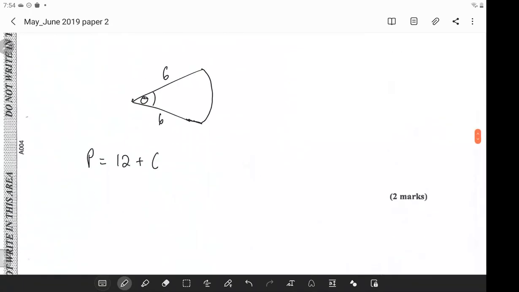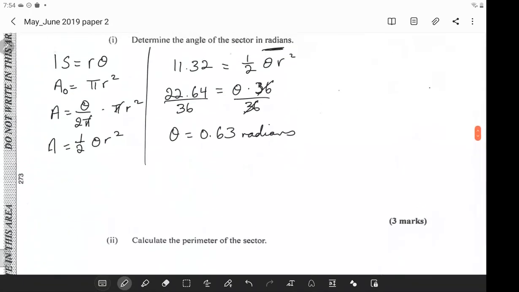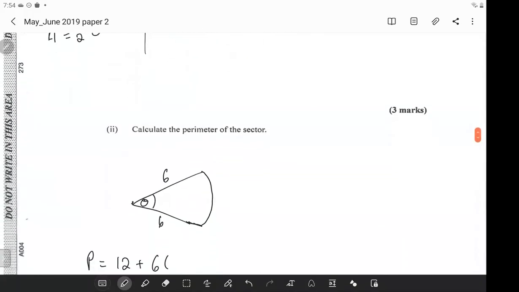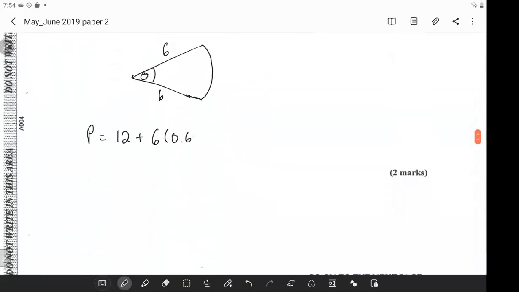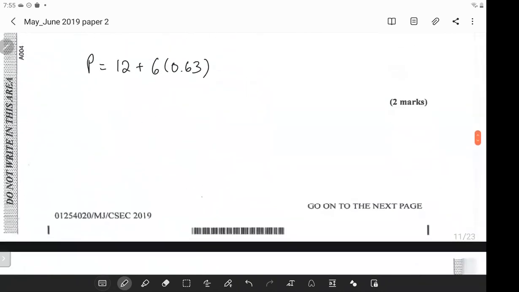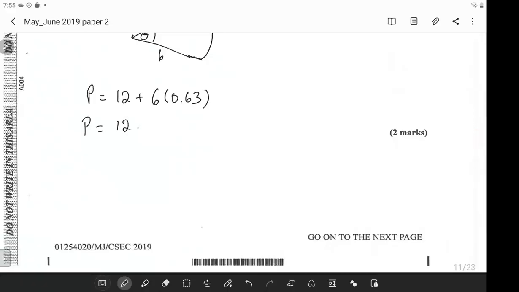6 times our angle, because we are using the arc length formula here now. 6 times our angle in radians, so that is 0.63. So the perimeter is equal to 12 plus, now 0.63 by 6, it is 3.78. So what we get finally is 15.78 centimeters. I hope that was clear.